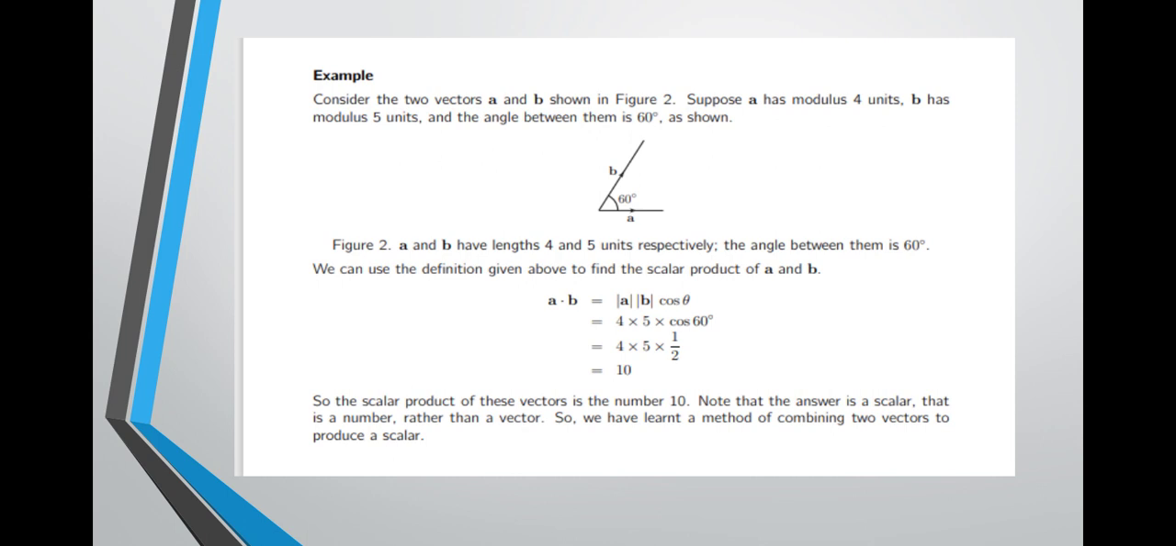Since A is 4 units and B is 5, we have 4 times 5 times cosine 60 degrees, which is the angle between A and B. The value of cosine 60 degrees is 1/2. So 4 times 5 is 20, times 1/2 is 10. So the scalar product of these vectors is the number 10.